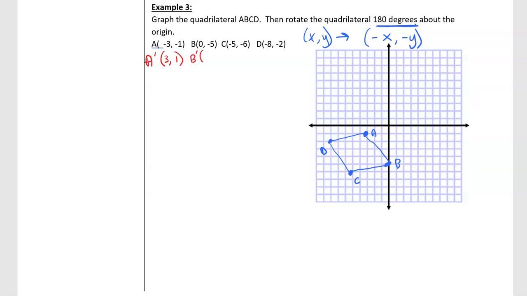Okay, B prime is going to stay 0, but switch to positive 5. C prime is going to now be positive 5, positive 6. And D prime will be positive 8, positive 2. So it should land over here in this quadrant because I'm going halfway around my graph. Notice they're all positive numbers, which makes sense. So 3, 1, 0, 5, 5, 6, and then 8, 2.